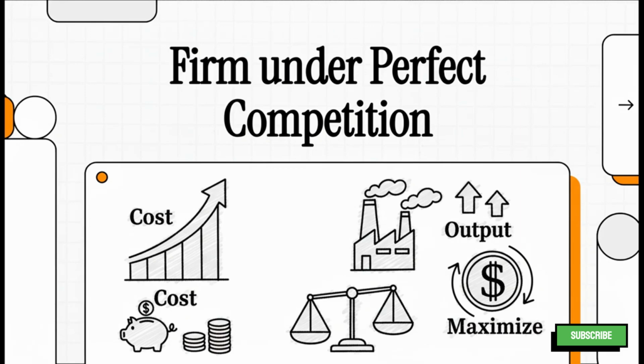All right, so last time we really got into the weeds on a firm's costs, right? Well, today we're putting that knowledge to work. We're going to figure out the big question. How does a firm, especially in a super competitive market, decide exactly how much to produce? And it's all about one thing, maximizing that profit.